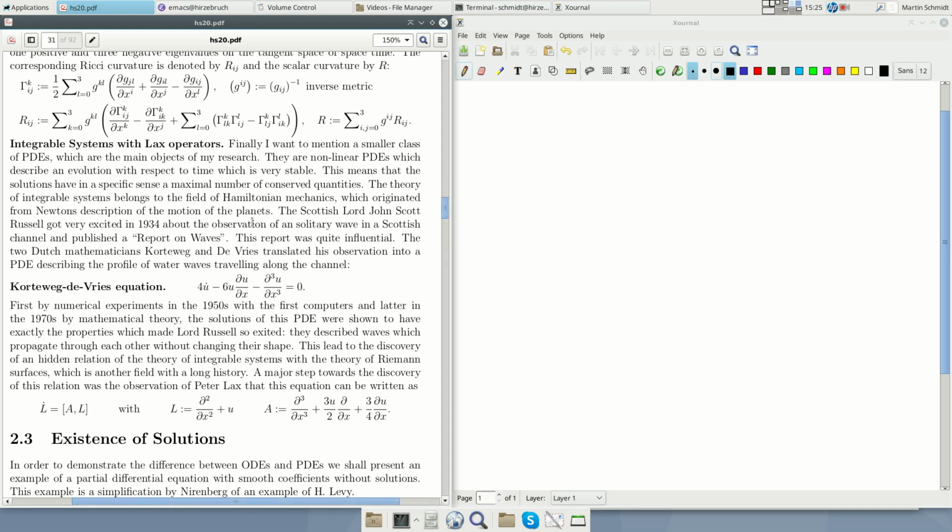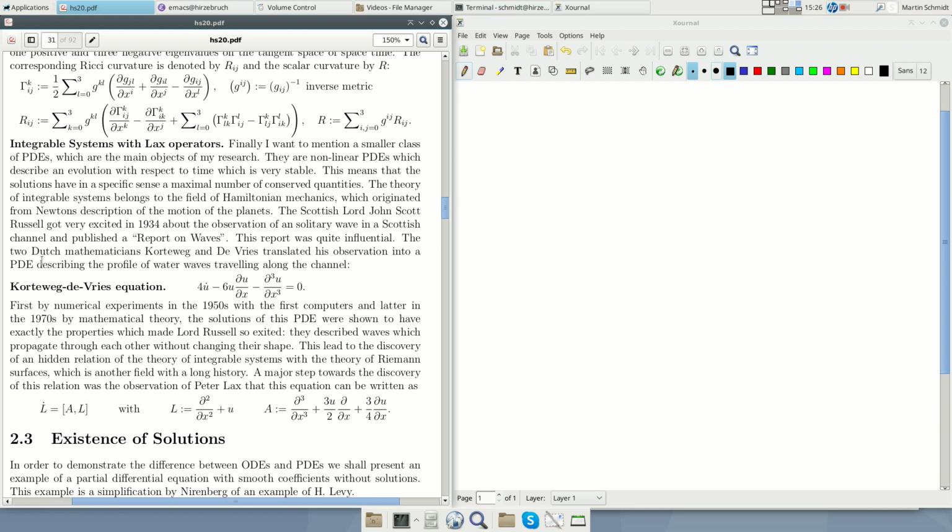Okay, and the discovery of this deep relation is quite interesting, because it starts with an observation of a Scottish lord who observed a solitary wave traveling along a Scottish channel. And he got so excited that he wrote a report on waves. He followed the solitary waves by horse over several miles, and then he got very excited and wrote a report on waves. And this report was quite influential.